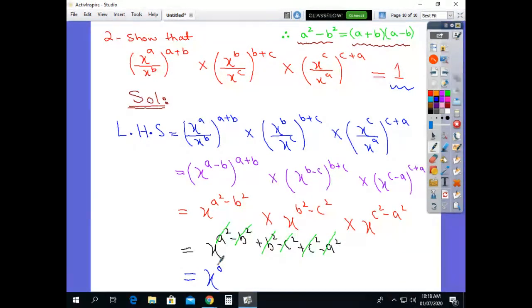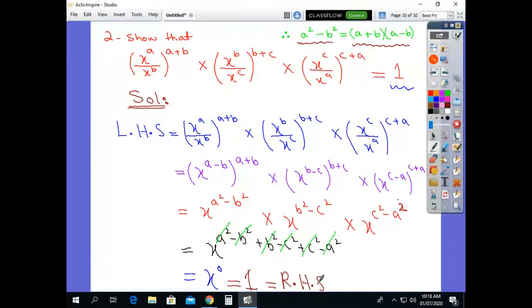Something raised to power 0 is always equal to 1, which is our right hand side, which is our required answer. Is it clear to everyone? Okay. If it is clear to everyone, then now we move to our next question.